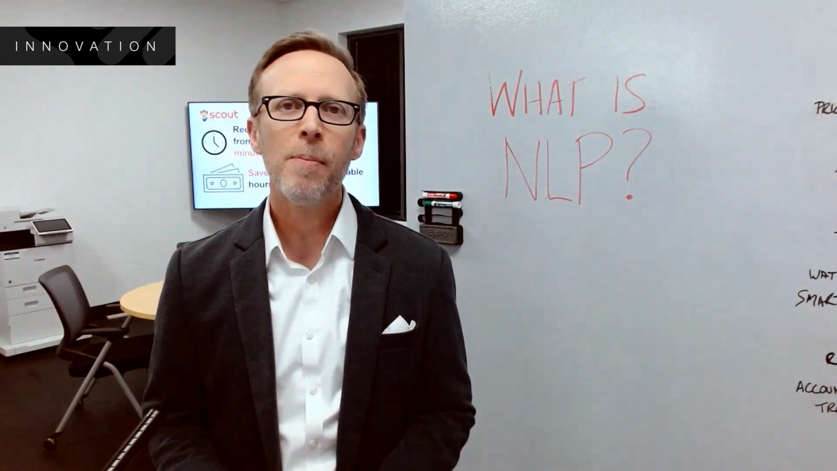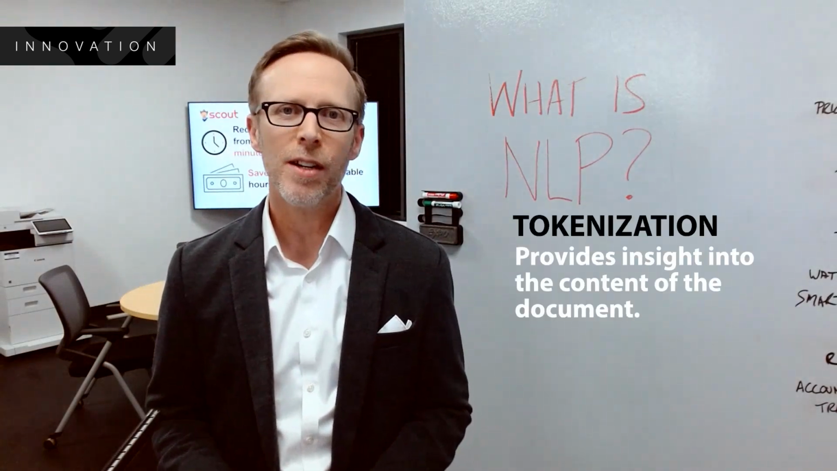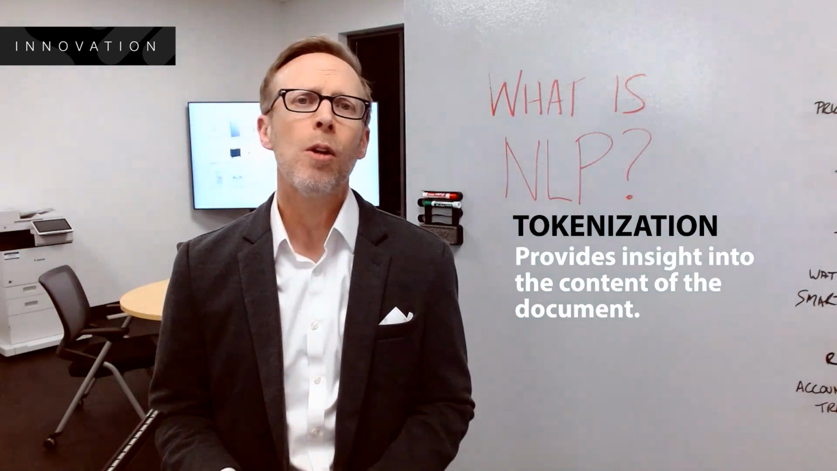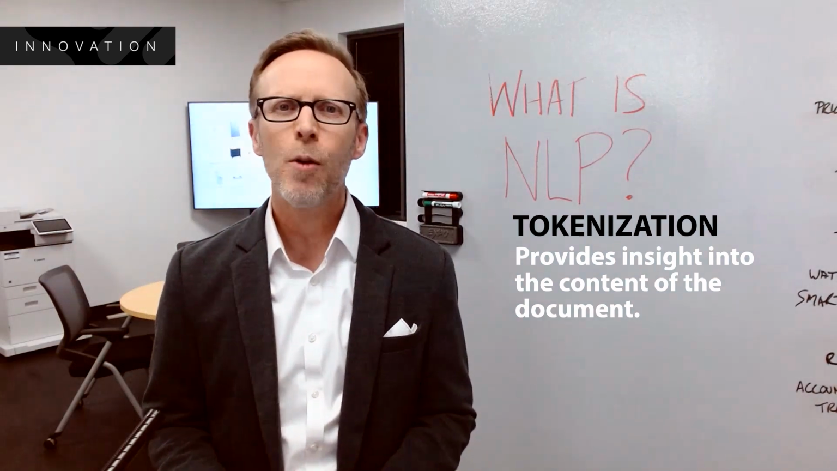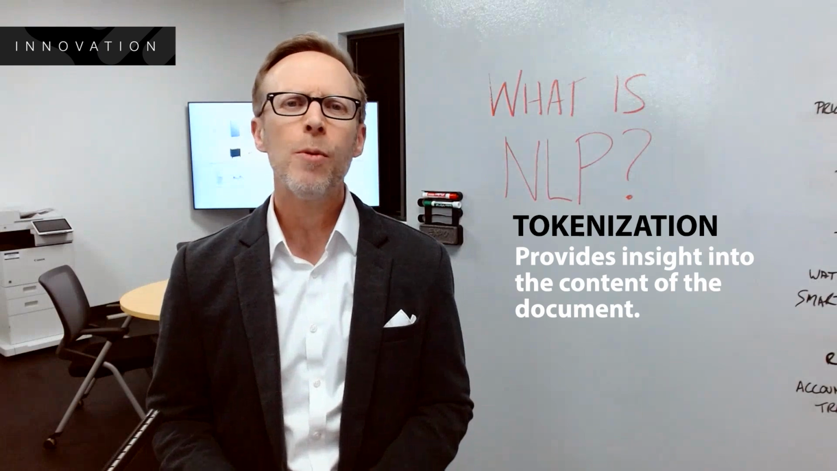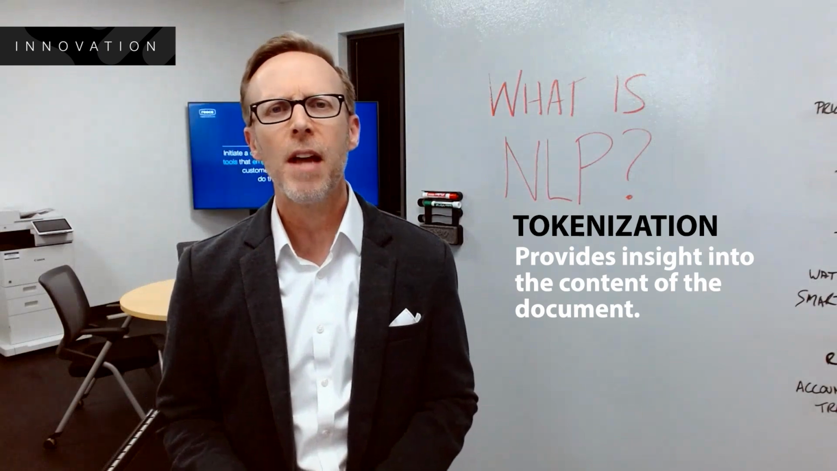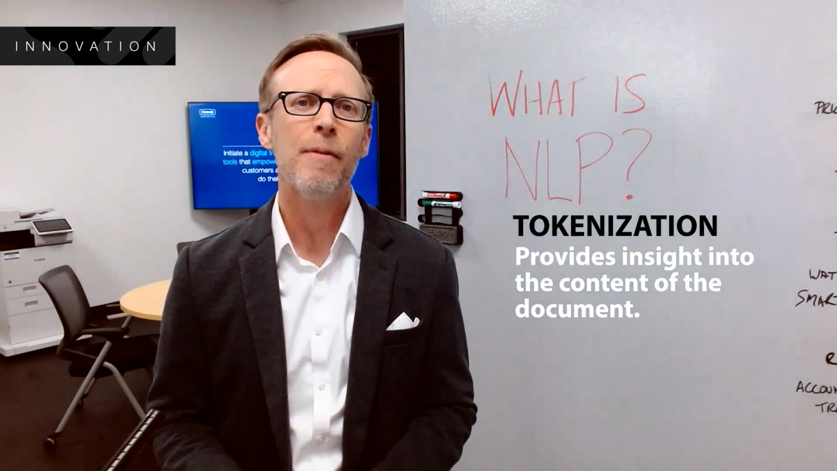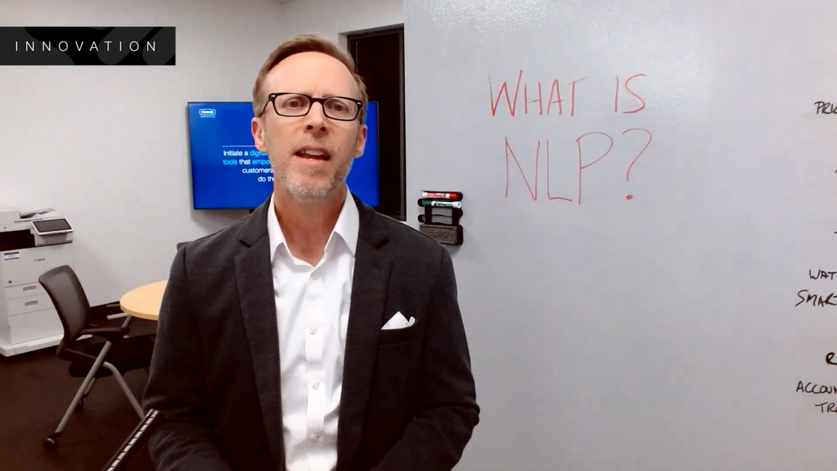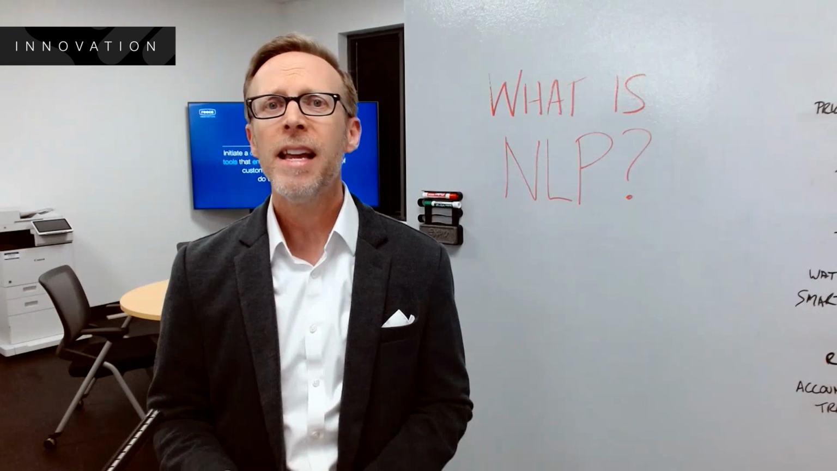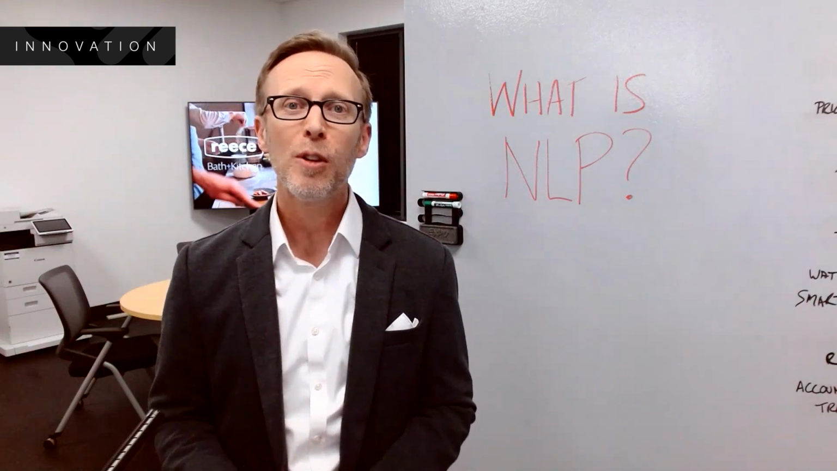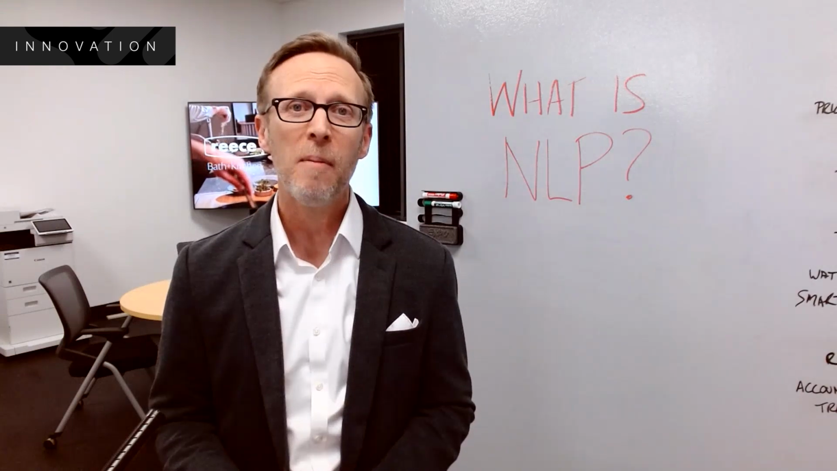First up on our list of NLP techniques is tokenization. In tokenization, you break down documents into smaller chunks called tokens, often at the single word level. It's a quick way to identify the most important words in the document, and by default, it provides insight into the content of the document. For example, if we identified that the word plumbing is used 20 times more than any other word in that document, there's a good chance that the article is about plumbing.